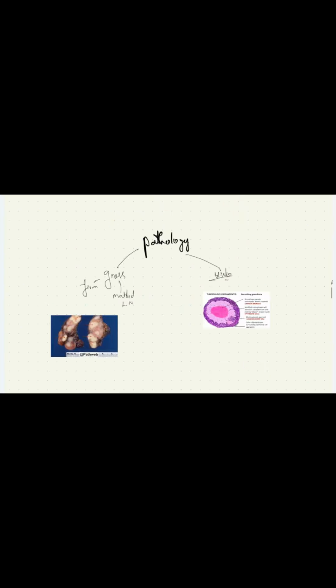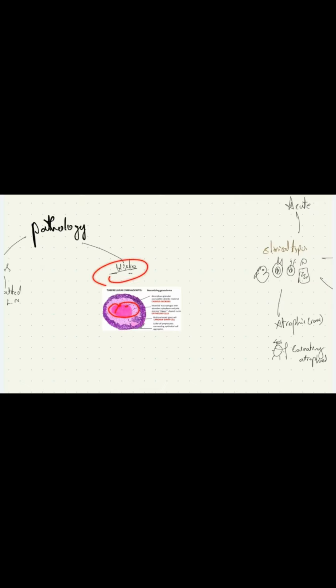Pathology we saw: on gross, we see firm lymph nodes which are matted. Also, we saw caseating material inside the lymph nodes. On histopathology, we see caseous necrosis, epithelioid cells, Langhans giant cells, and surrounding lymphoid cells.